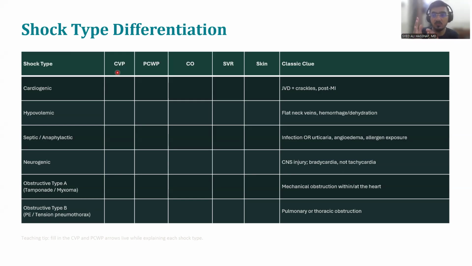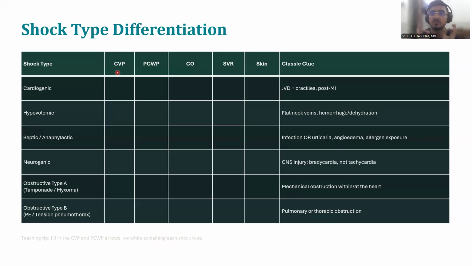I know some books will confuse this, and somewhere you will see central venous pressure written alongside pulmonary capillary blood pressure in the same column, but they are not the same. There are differences in each type of shock. You have to know this very carefully. These are not exactly the same thing.